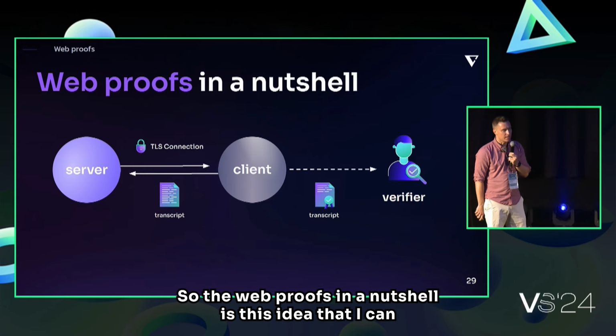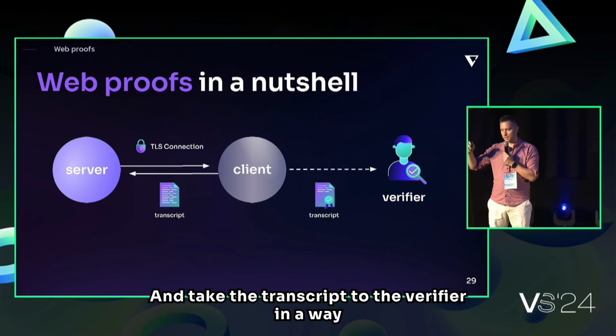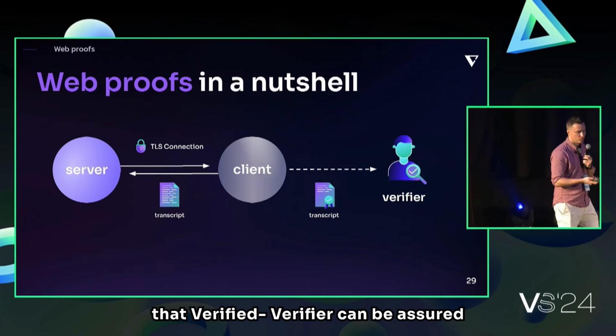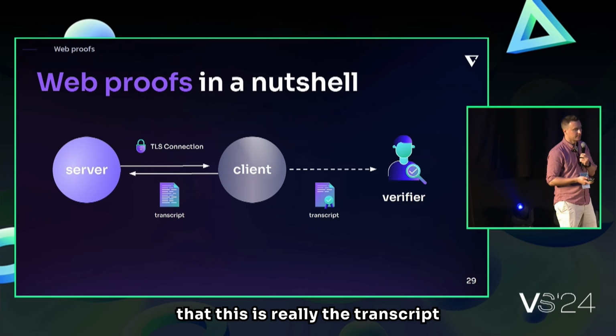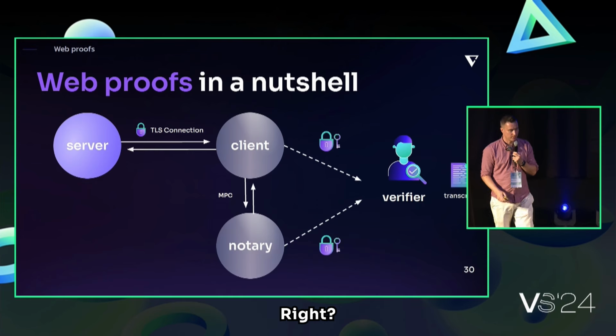So web proofs in a nutshell is this idea that the client can take a transcript and take the transcript to the verifier in a way that the verifier can be assured that this is really the transcript that happened from the connection between client and server, right?